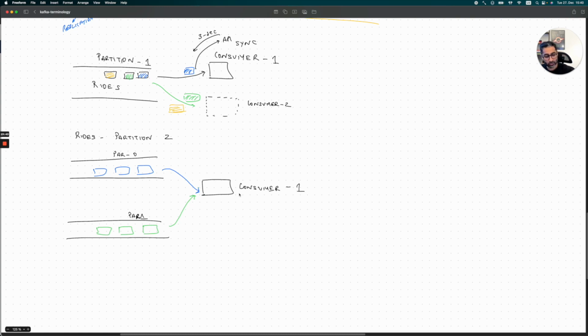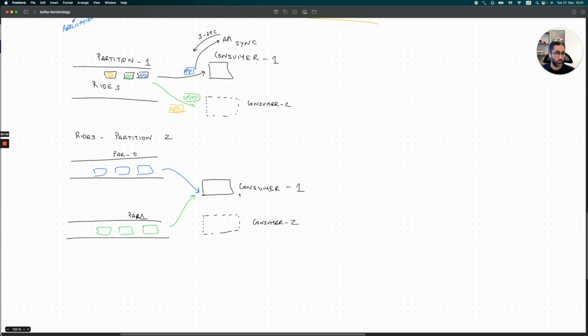So this was your consumer 1, but then again, because of the API, because of the 3-second delay, we start seeing some problems, and we thought we will scale this out. So how do we scale this out? We basically add another consumer. So we add a consumer 2.